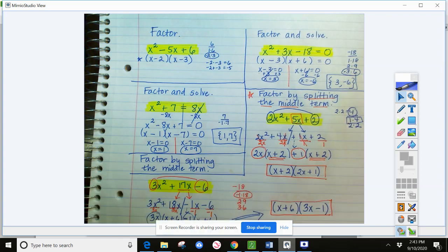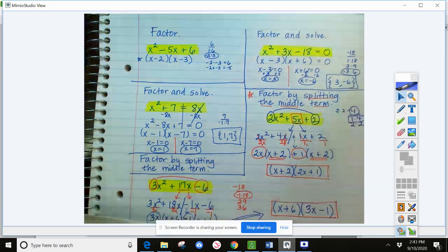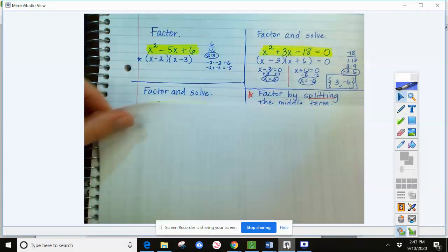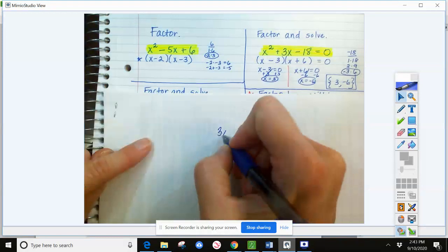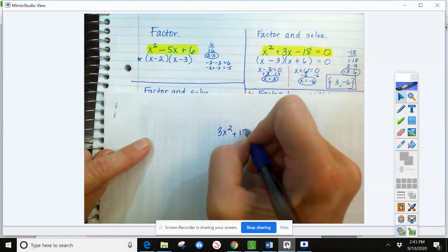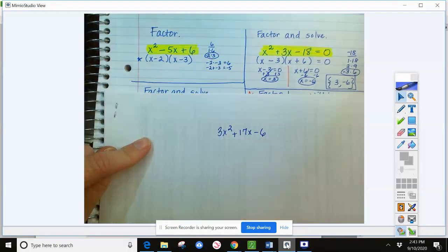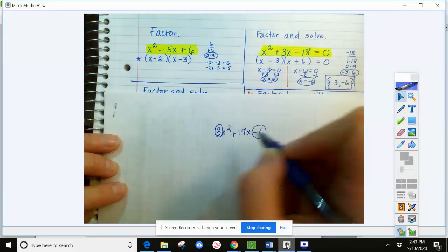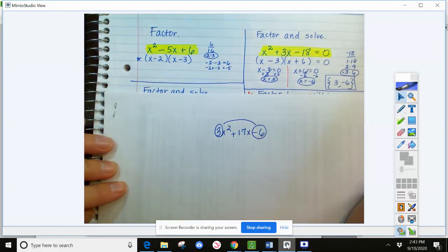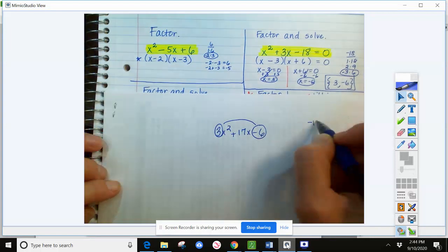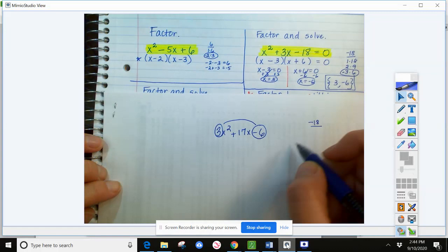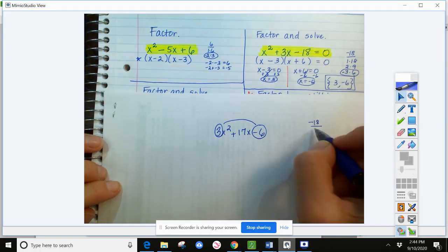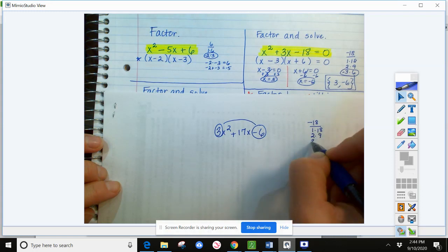All right, I've got another one. I think I'm actually going to just write it out and redo it so y'all can see me work it out completely. So it's 3x squared plus 17x minus 6. What you want to do is multiply the number on x squared by the very last number. So 3 times negative 6 is going to be negative 18. And I want to look at the factors of negative 18. So 1 and 18, 2 and 9, 3 and 6.